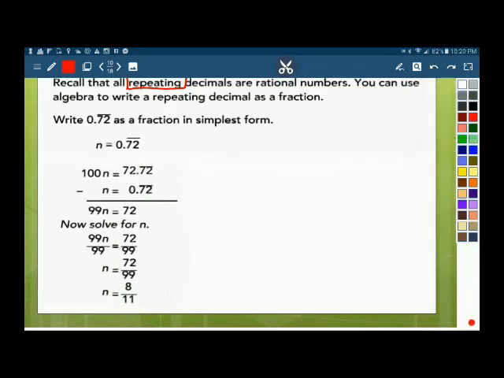So let's say you have n equals 0.72 with the 72 repeating. So that number really is 0.727272, and it'll keep doing that. Whenever you see those 3 dots at the end, that means etc. or the pattern continues.